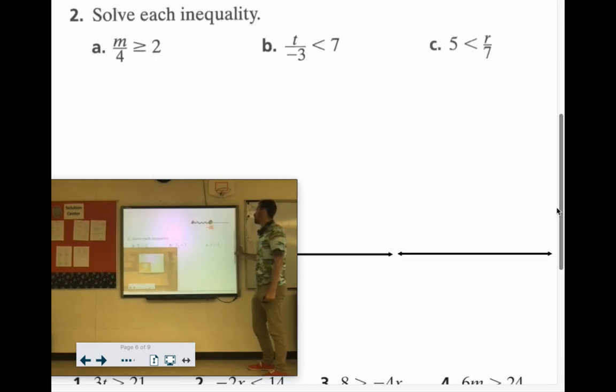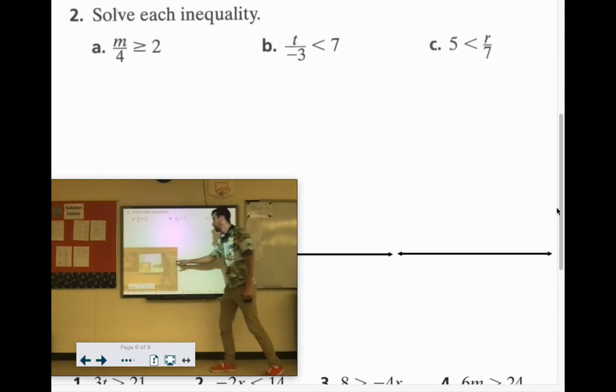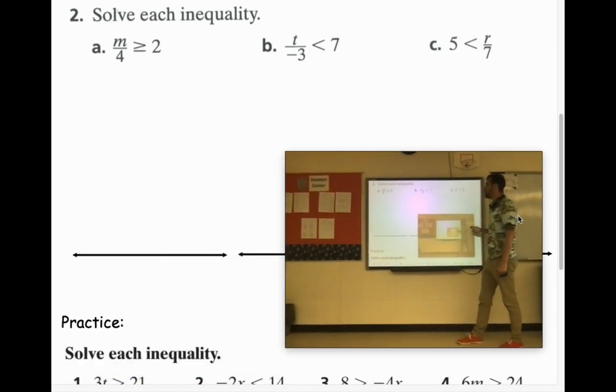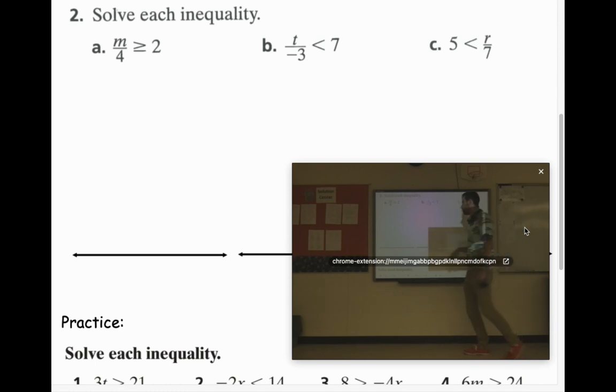All right, I have 3 here. I know you can do all 3 of these. So pause it, try them, and then we'll go over these, and then we'll be done. Okay, and then we're ready to practice.